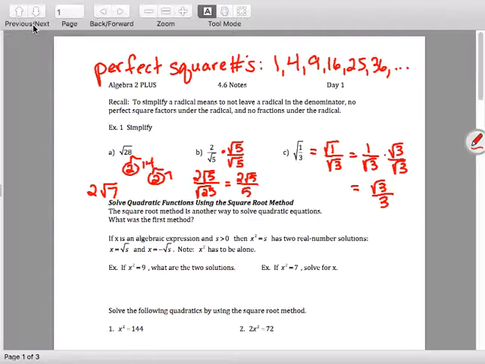So now we're ready to get to our Algebra 2 stuff, and I think that you did this in Algebra 1. You tell me when we get there. It says the square root method is another way to solve quadratic equations. The first 2 days of this, solving quadratics, what was the method you just used the last 2 days?